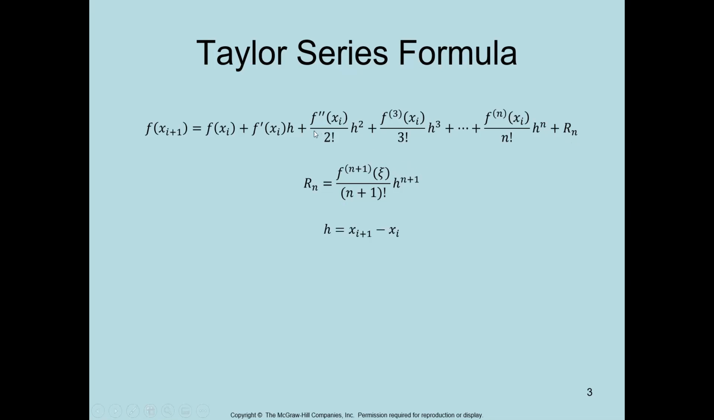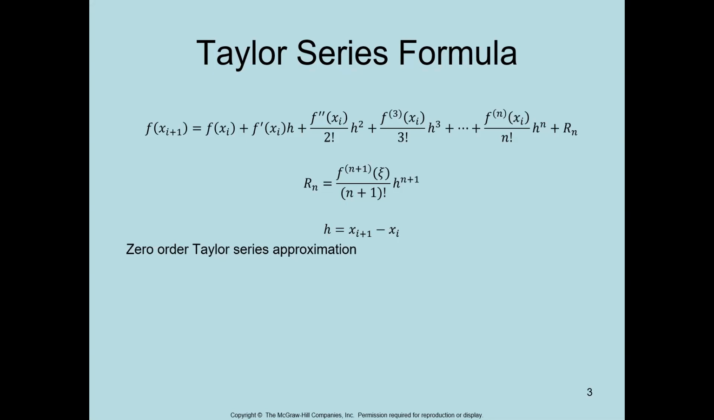Here you can see that h can be represented as h equals xi plus 1 minus xi. Anyway, this is a kind of boring description of the Taylor series. What you need to know is that you can use the Taylor series to approximate functions. When we talk about approximations, we talk about the gradual order of the approximation.